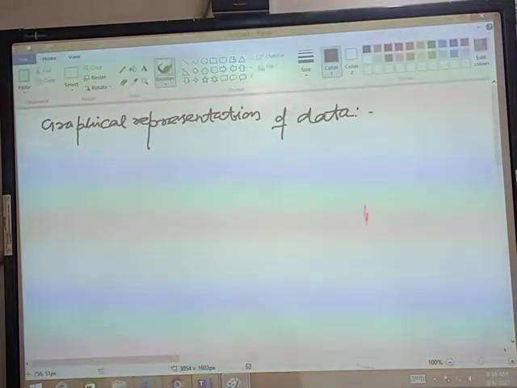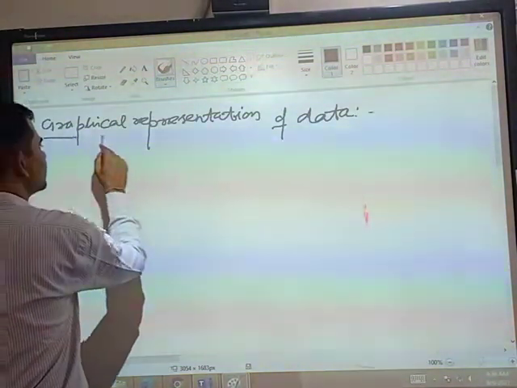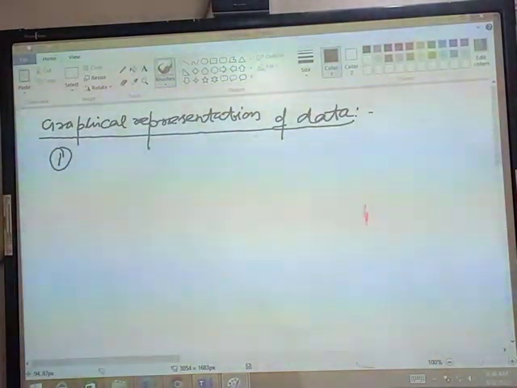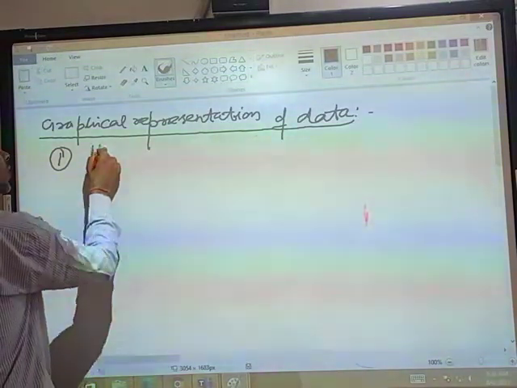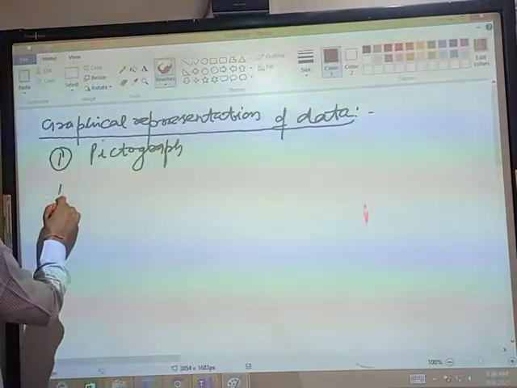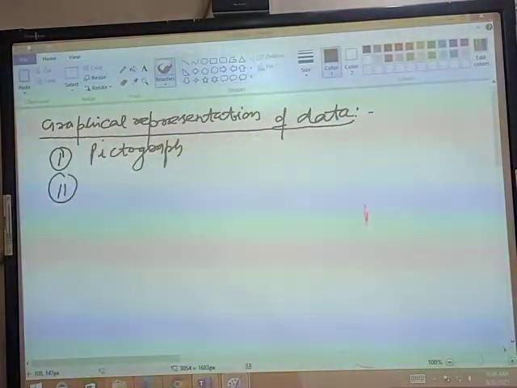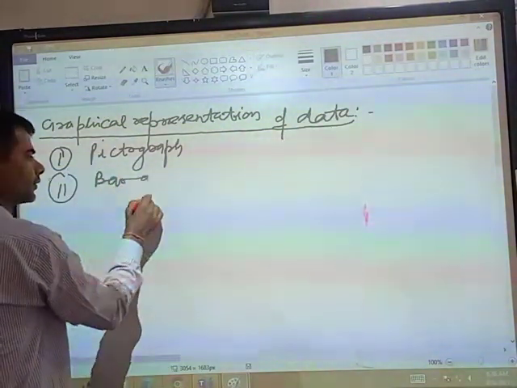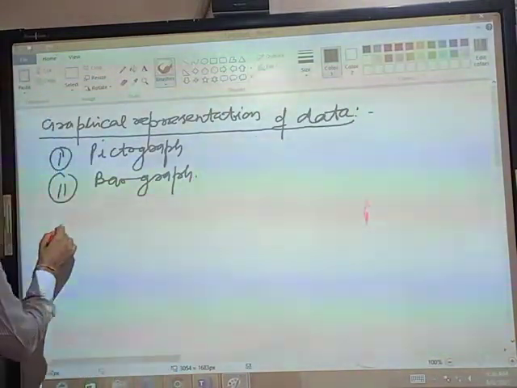For graphical representation of data, you will study different types of diagrams and graphs. First, you can represent the data as a pictograph. Next is the bar graph, and then the double bar graph.